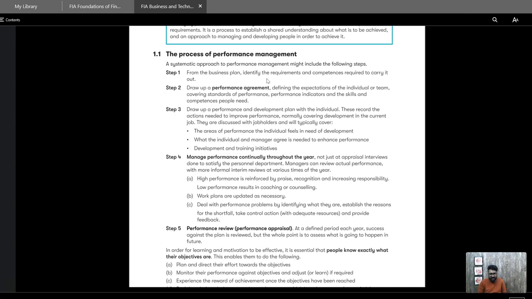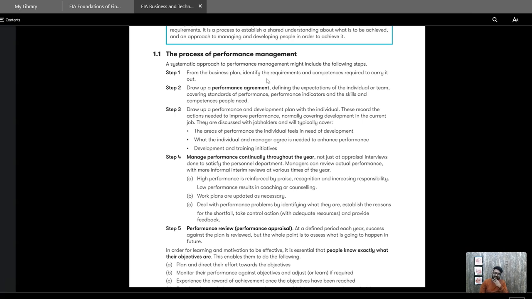There are 3 things. High performance is reinforced by praise. Work plans are updated. Deal with performance problems by identifying what they are. We have to understand them. We have to understand their problem. We have to mitigate it. Then only they will be working for us in a proactive way.